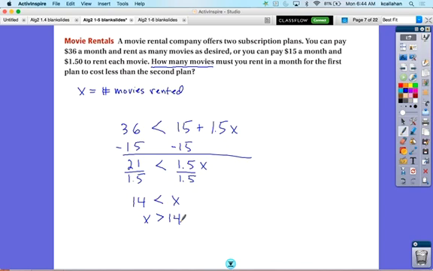So make note of the fact that the 14 was on the pointy end of that inequality symbol, and when I switch the sides of the x and the 14, it is still on the pointy end of that inequality symbol. Okay, so the answer is if you rent more than 14 movies, then it's actually better for you to use the first plan. All right, did not ask for a graph.